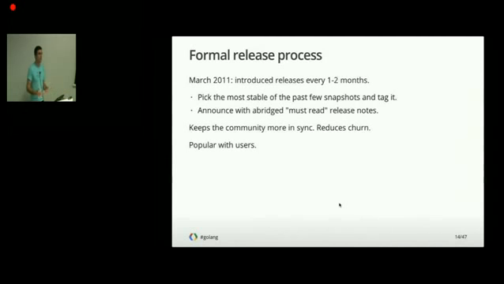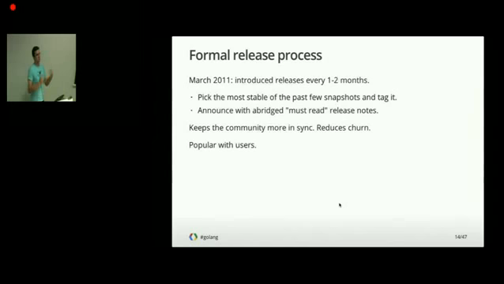That involved releasing a stable version of Go every 1 or 2 months instead of having a weekly every week. And we would pick the most stable of the past few weekly snapshots and say, well, that was a good one. We know that there was relatively fewer things wrong with that. And so that's our stable release.